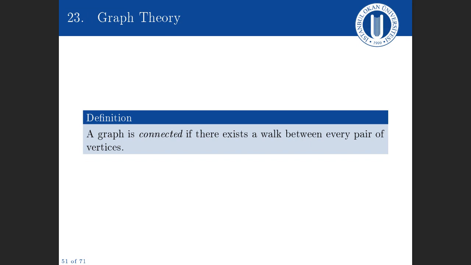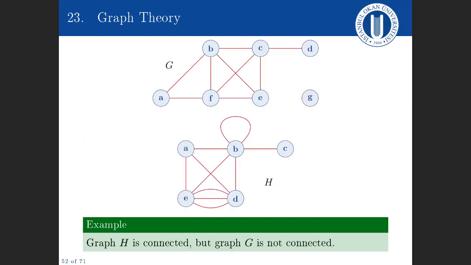A graph is connected if there exists a walk between every pair of vertices. So for example, graph H here is connected. Choose any two vertices. Let's suppose we choose B and D. It's possible to walk from B to D. Graph G is not connected because it's not possible to walk between G and A.